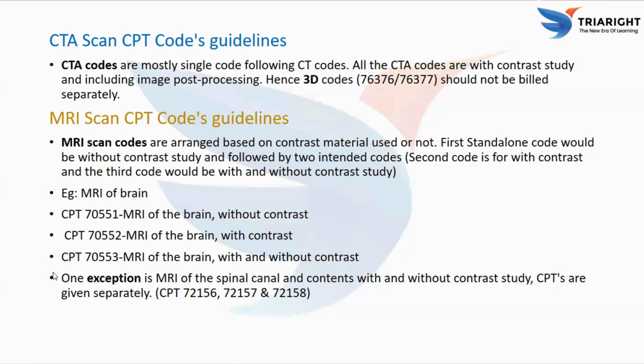And what is the important exception of the MRI of spinal canal? For MRI spinal canal and contents, CPT does not follow the three-code pattern. Instead, each contrast option has its own separate CPT code. 72156 for MRI spine without contrast, 72157 MRI spine with contrast, and 72158 MRI spine with and without contrast. So why does this exception exist? Because spinal imaging involves multiple levels, cord, nerve roots, CSF, and complex protocols. So CPT keeps this separate for accuracy. So spine plays by its own rules.